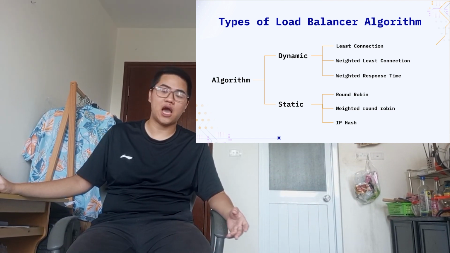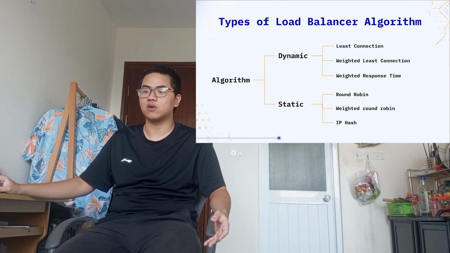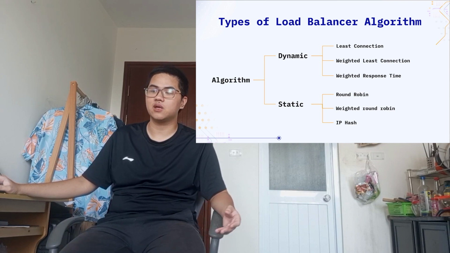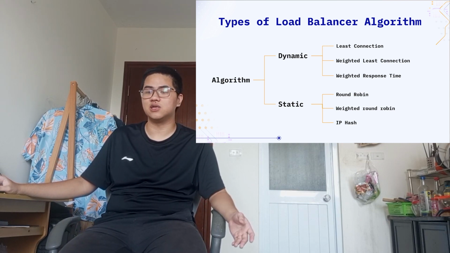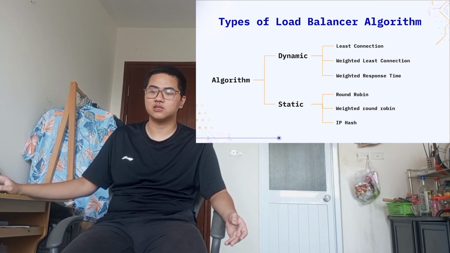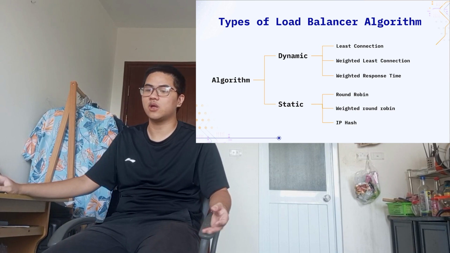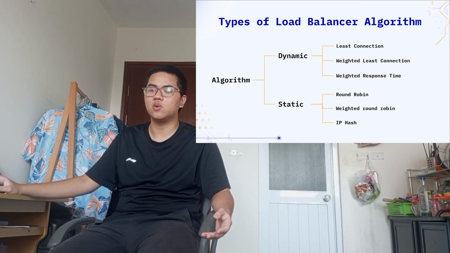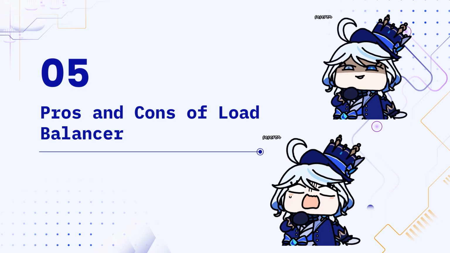And lastly is IP hash. In the IP hash method, the load balancer performs a mathematical computation, called hashing, on the client IP address. It converts the client IP address to a number, which is then mapped to an individual server.